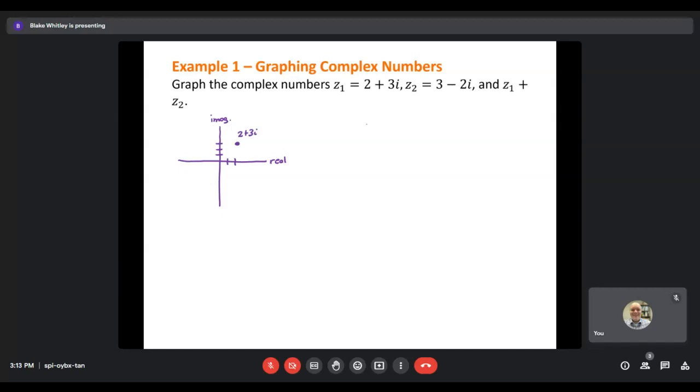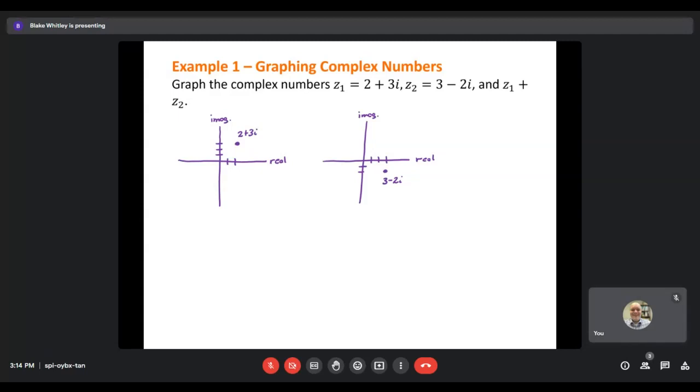All right, now the next one. Same thing, we have our real axis and our imaginary axis. This time we have 3 minus 2i, so our real part is positive 3, so it's still going to go to the right. This time, though, our imaginary part is negative 2, so we're going to go down 2 units. So this time we end up with a point right down here. This is going to be 3 minus 2i.